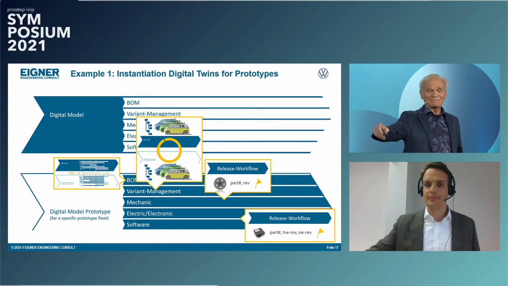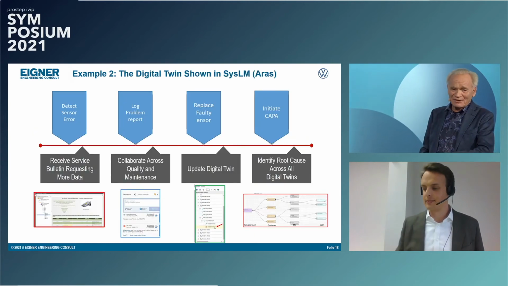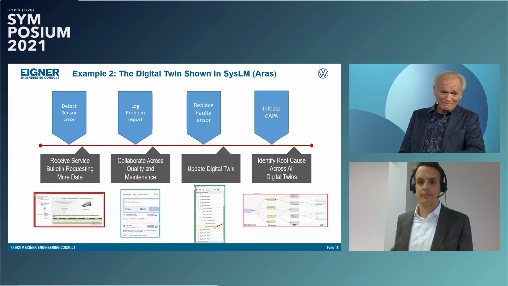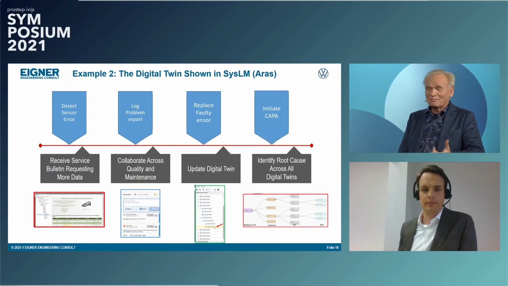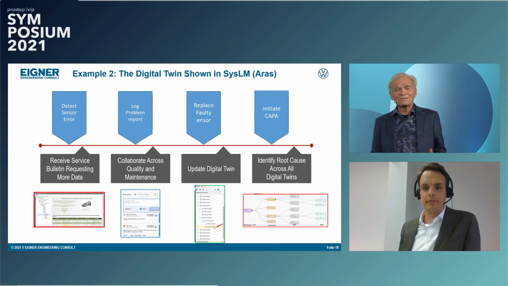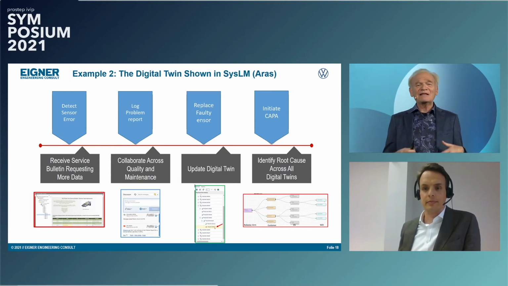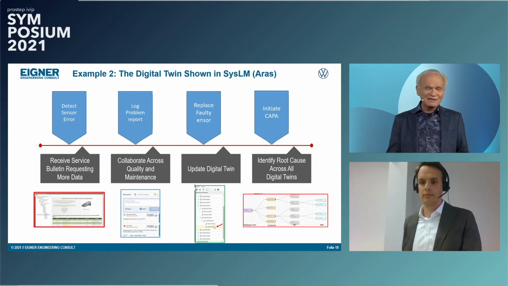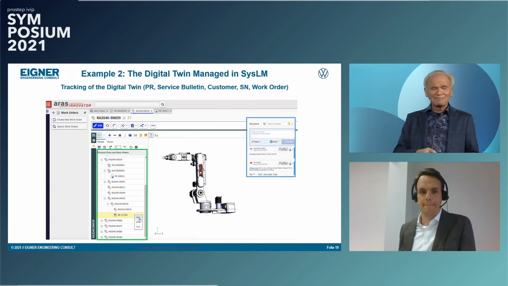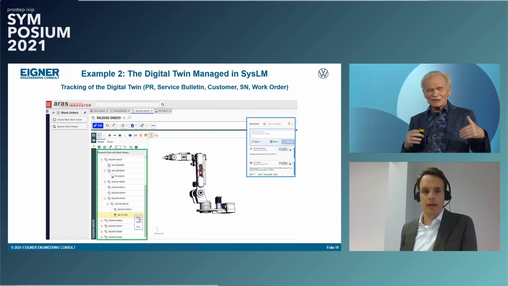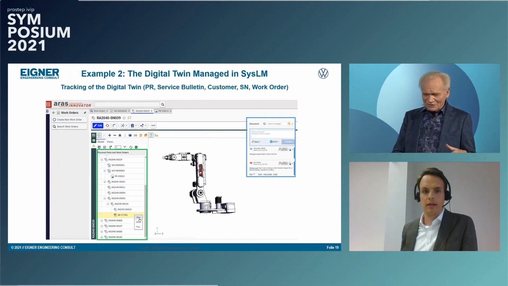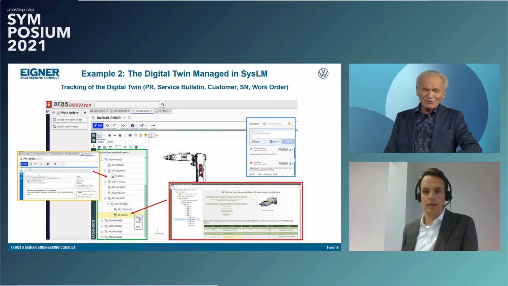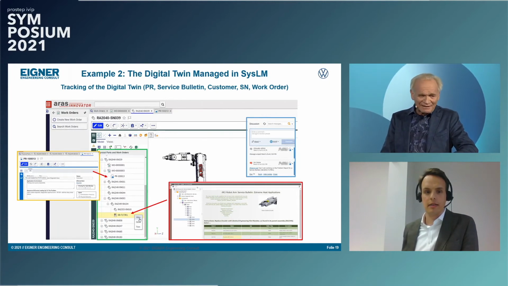Yeah, thanks, Philipp. The next example is based on SysLM providers, ours. Very easy. I have simplified it as much as possible. We detect a sensor error, we log the problem based on a problem report, a service bulletin. We replace the faulty sensor, and we initiate a CAPA, corrective action and preventive action items. So the example is very easy. You can see in the green box the original digital twin representation. So we create a service bulletin and a problem report.